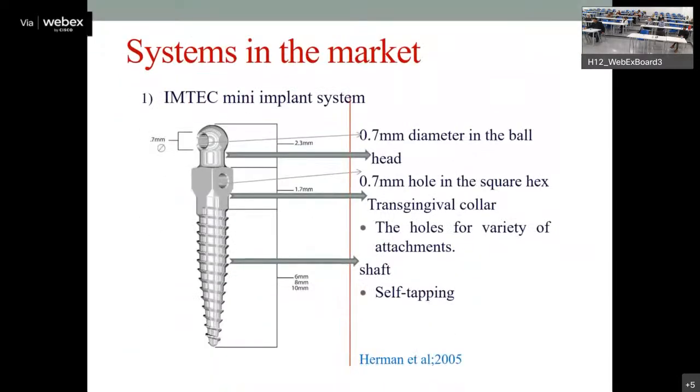So what are systems available in the market? We have many systems in the market. So let's start with the MTech mini implant system from 3M. This is a self-tapping screw. It comes with different length and diameter, and it comes with different head shapes, with a hole in the head for a variety of attachments.